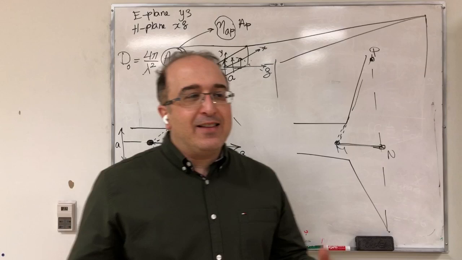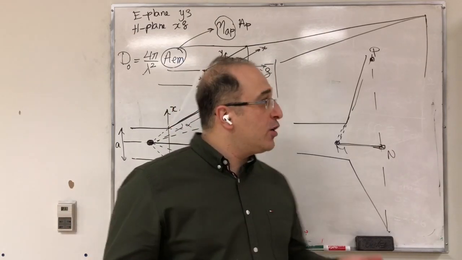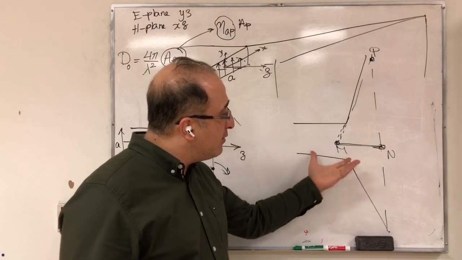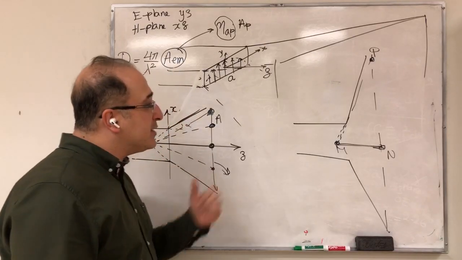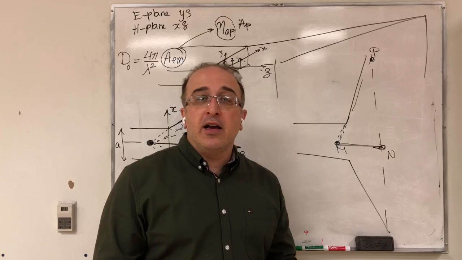Okay, so at this point, I'm going to end this lecture, and in the next lecture, we're going to go more into details of these, and I'm going to give you some equations for design, which are related to my discussion here, and then we're going to discuss how we can design a horn antenna.